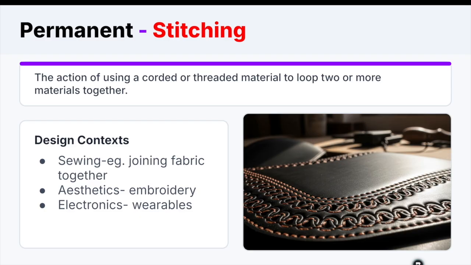Another permanent joining technique is stitching. So this is the act of using a corded or threaded material to loop two or more materials together. Design context could include joining fabrics together. You can see here, the stitching here is used for aesthetics. It's joining together, but this is probably more aesthetic. Or it could be used for electronics, like if you have electronic wearables.